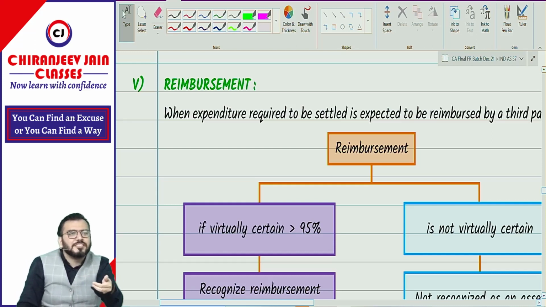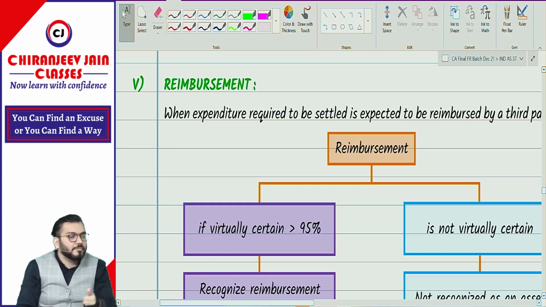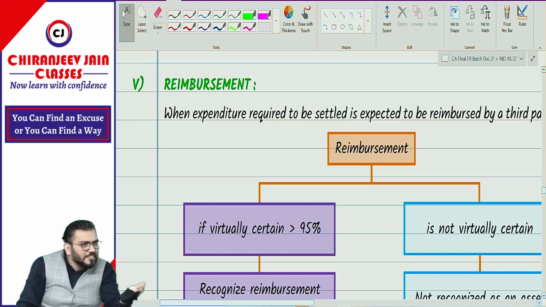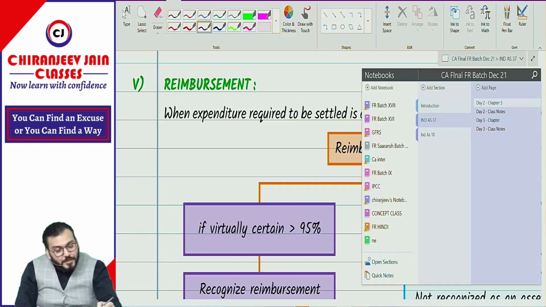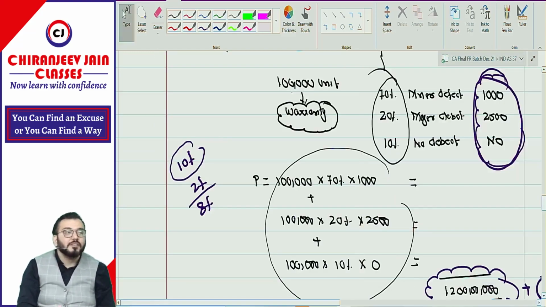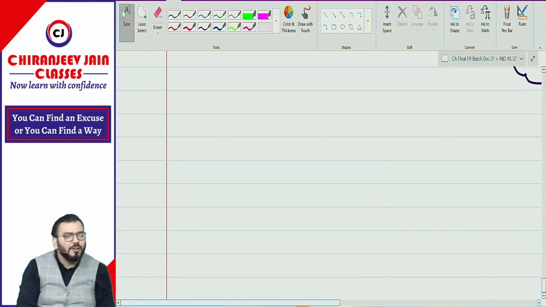Means they have given some special case. The treatment will be based on whatever we have done. So let us understand one by one the special points of this chapter. Correct? First point is reimbursement. Reimbursement, I hope from the word you have understood.